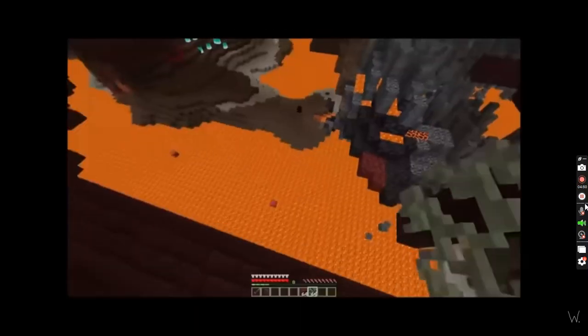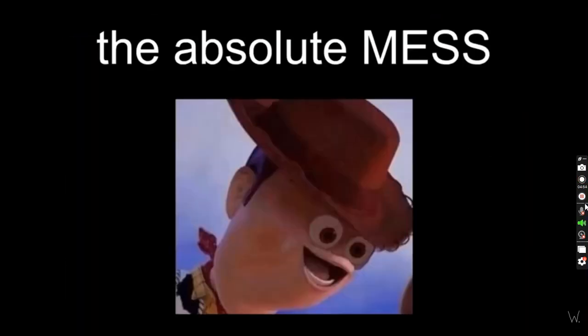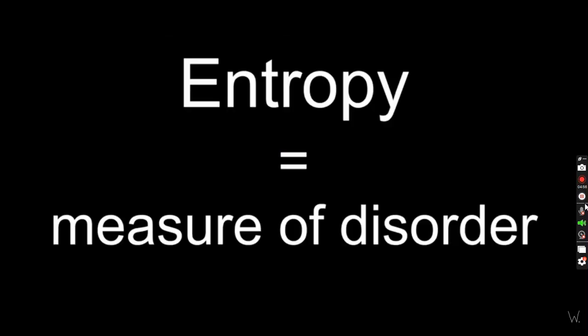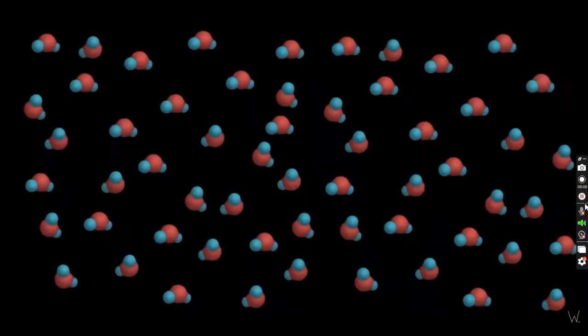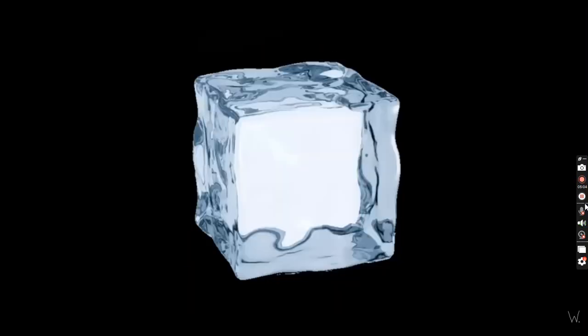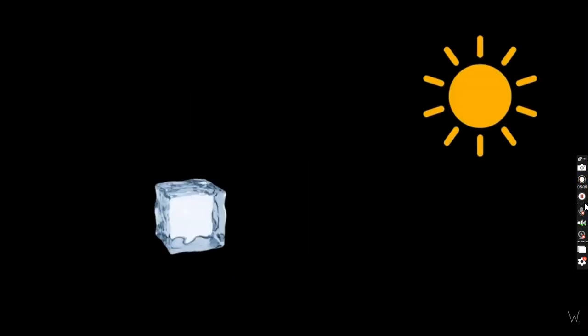It tells us that jumping in lava is probably a bad idea, but more importantly, the absolute mess that is entropy. Literally, it tells you how much disorder there is in a system, indicating the number of possible states a system could be in. For example, get an ice cube, no, not that one, yeah, that's perfect, and put it in the sun. The sun will obliterate the ice cube and turn it into water.